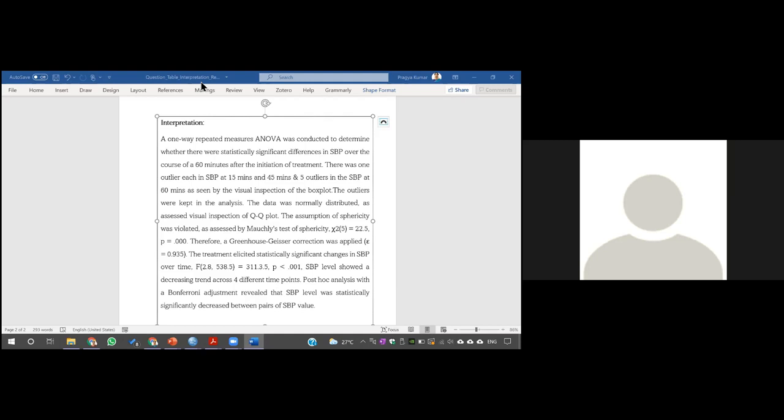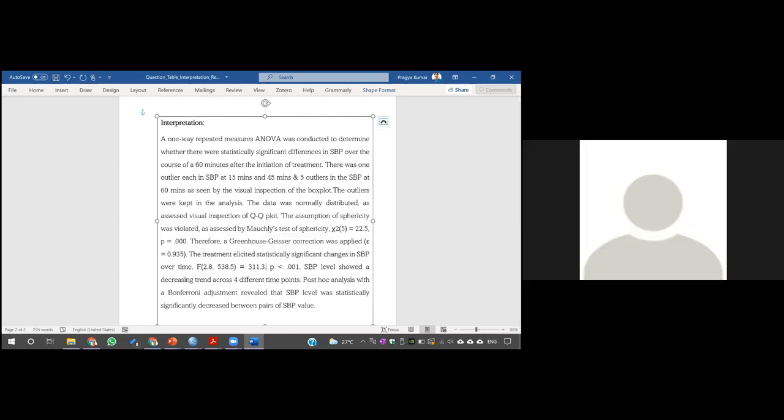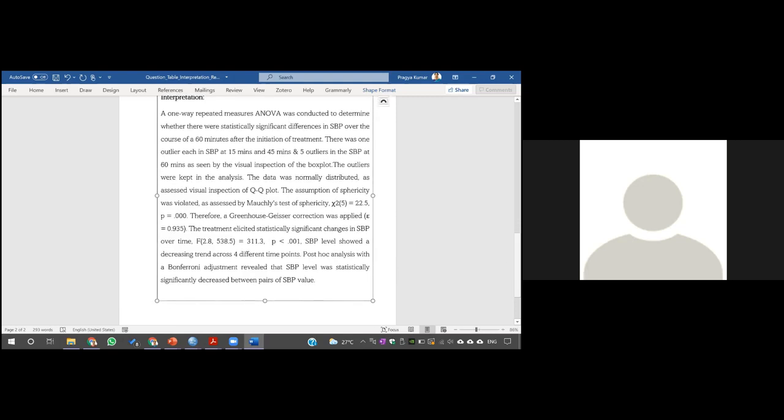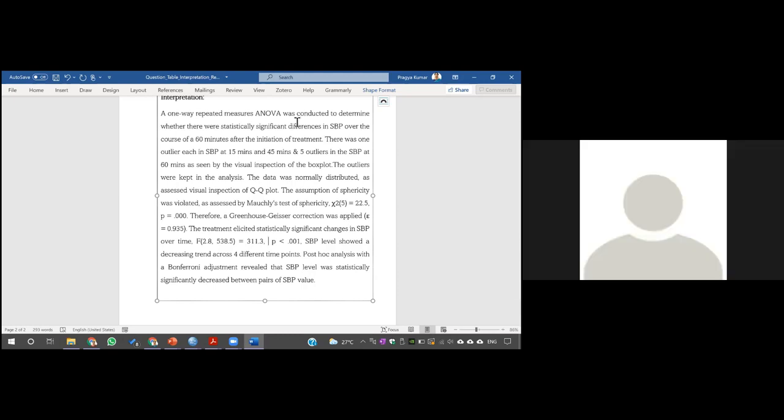The treatment elicited statistically significant changes in SBP over time with an F-value of 2.8, degrees of freedom 2.8 and 538.5, and the value equaling 311.3. Yes, it is written, p-value less than 0.001. The SBP level showed a decreasing trend across 4 different time points. The post-hoc analysis with the Bonferroni adjustment revealed that SBP level was statistically significantly decreased between the pairs of SBP values.